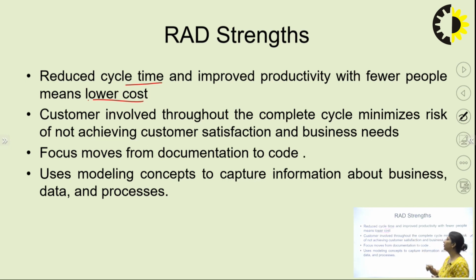Customer involvement throughout the complete cycle minimizes the risk of not achieving customer satisfaction and the business model. If the user is involved from the beginning, every time that particular person is monitoring what is going to be developed, that person will know what is going to be developed. So the chances that the customer will not be satisfied with the system at the last are minimized.